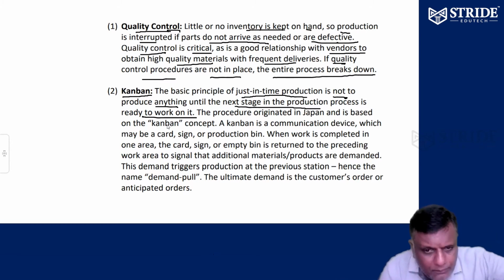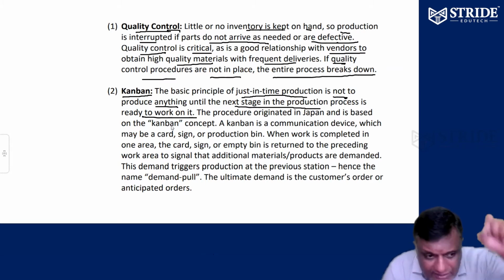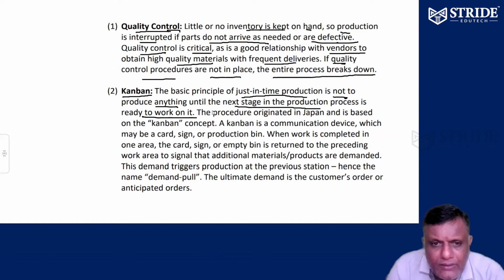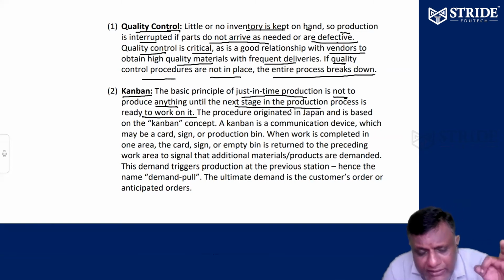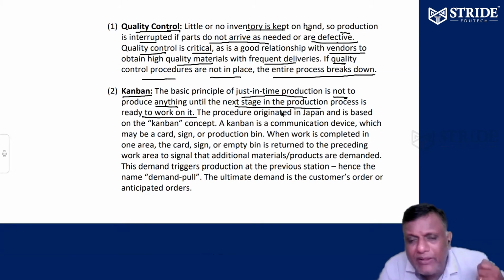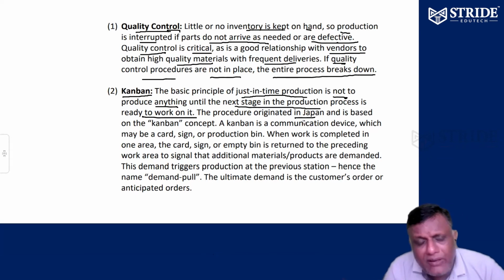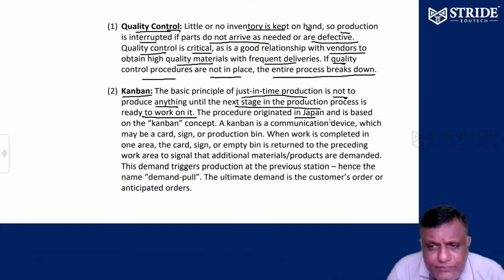If there is a demand, pull it and allow the things to be produced. That's it. So when the production process is really required, then demand the product, pull it. The procedure generally originated in Japan. Kanban, Kaizen, just in time, they are all Japanese terms only.